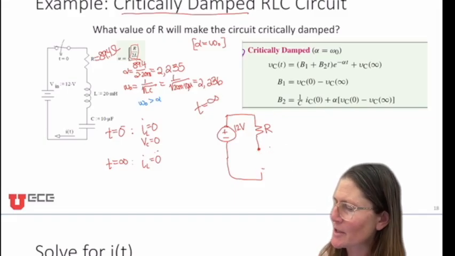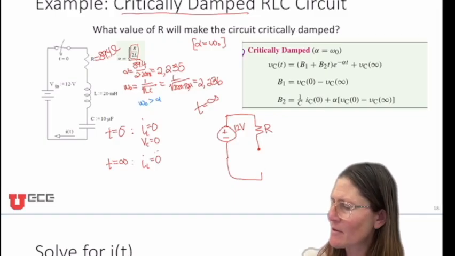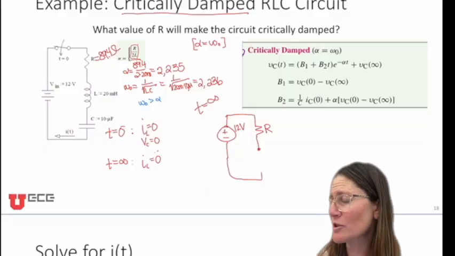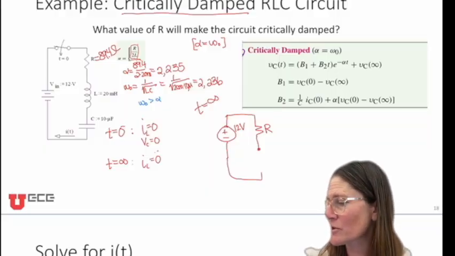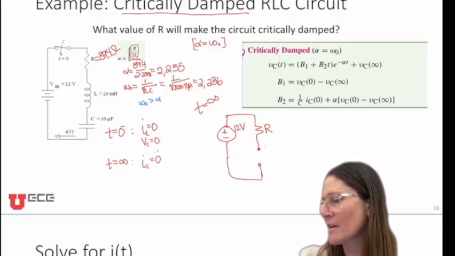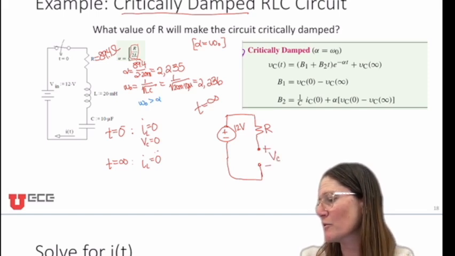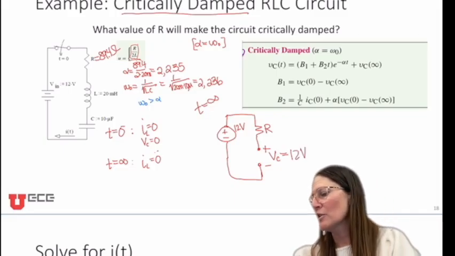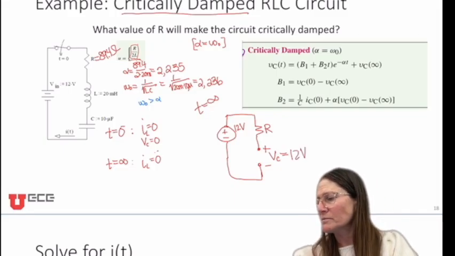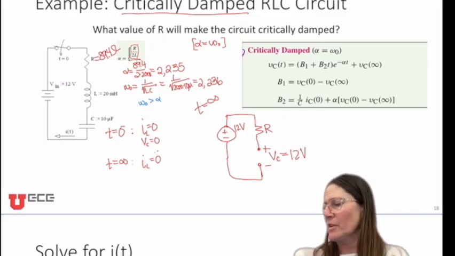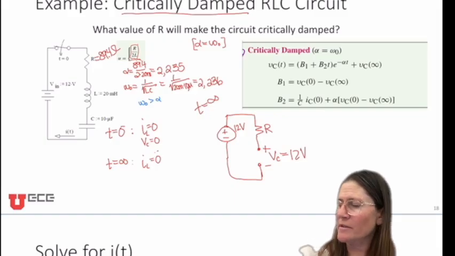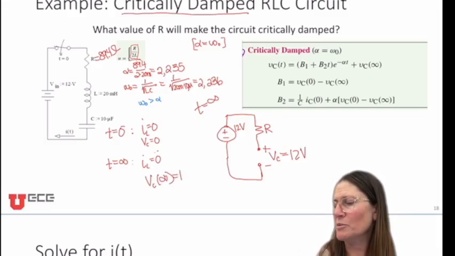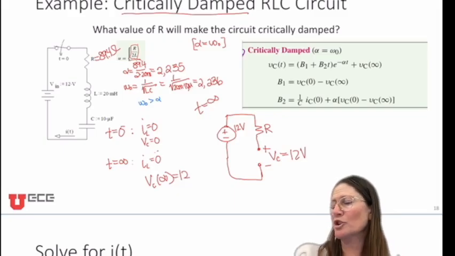Okay, at infinity, your inductor goes to a wire and your capacitor goes to an open. So what's your voltage across this? It's going to be 12 volts. So your capacitance voltage at infinity will be 12. And your current will be 0.